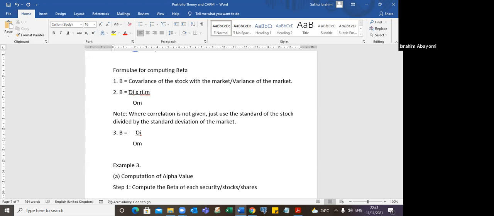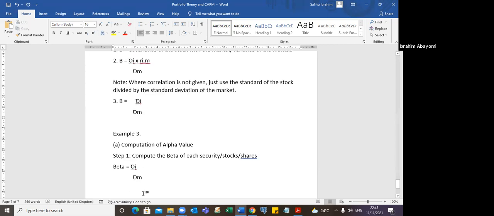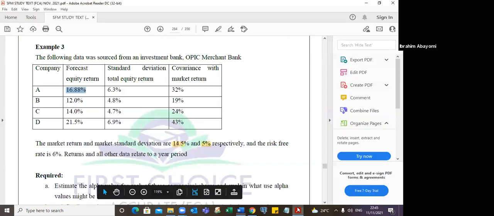So let's do that. What do you have as A? I believe you understand it now. Beta, I'm going to compute my beta as standard deviation of the investment over standard deviation of the market. That's it. Because that is the information I have in the question. Out of those I gave you, that's the only one that is applicable to this question here.